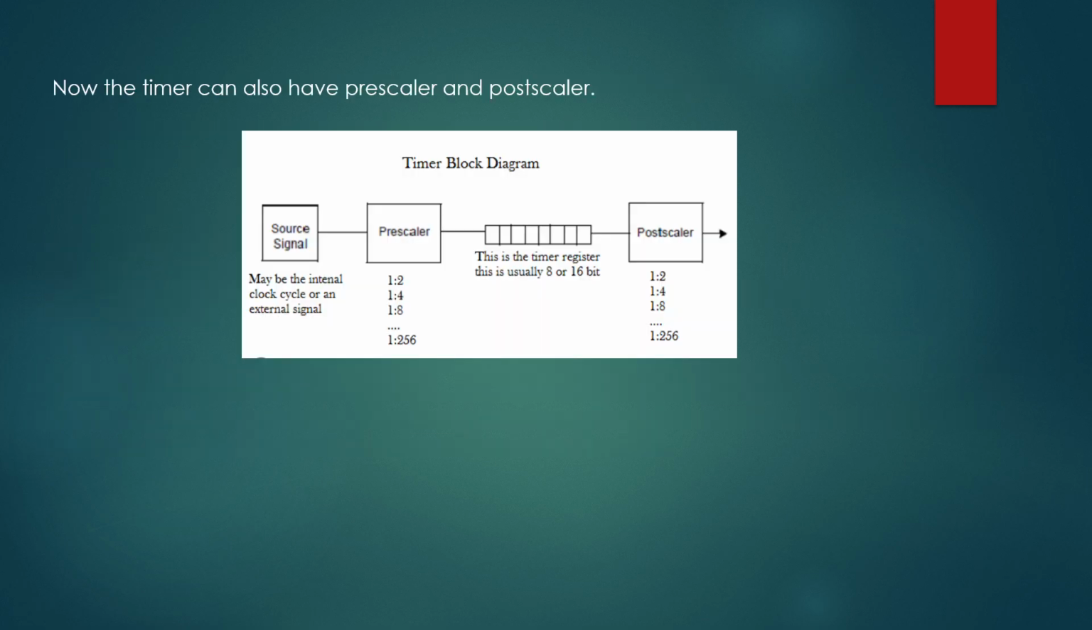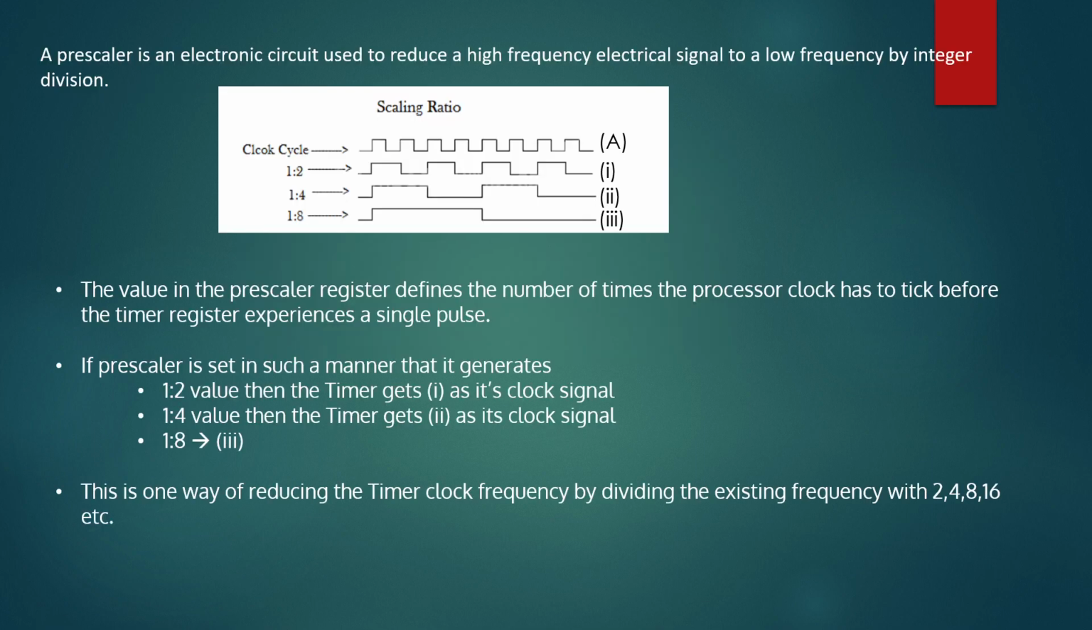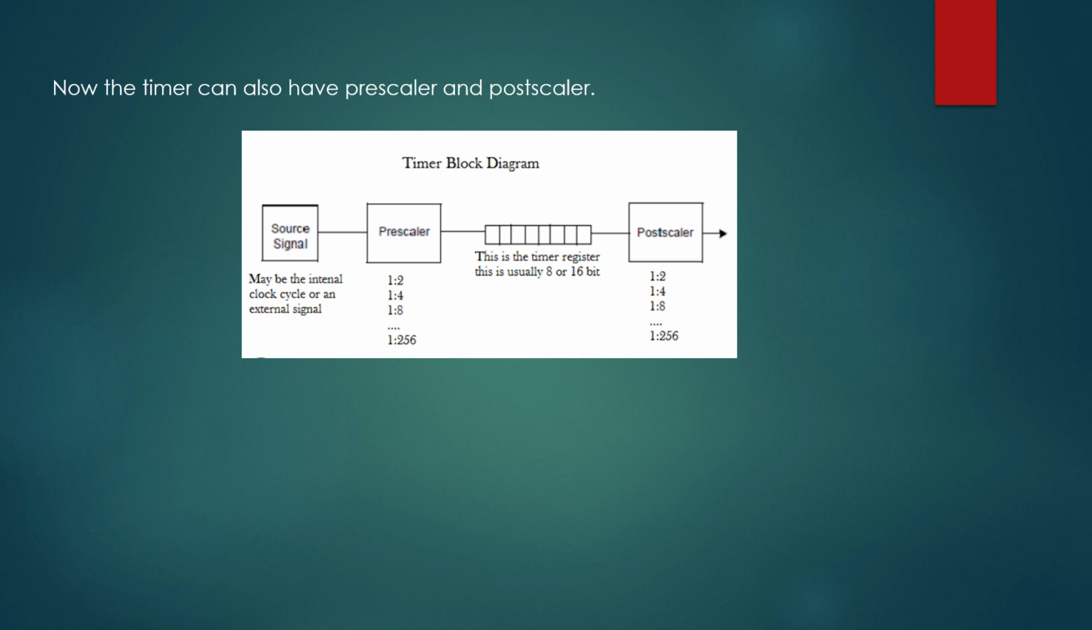Now, the timer can also have a prescaler and a postscaler. Here you can see the prescaler and here you have the postscaler, and inside that you have the timer register. This is usually 8-bit or 16-bit. Here we are considering 8-bit, that is 255 was the maximum value, or FF in hex. Now what is a prescaler? A prescaler is nothing but a frequency divider. Before reaching the timer, the prescaler divides the frequency.